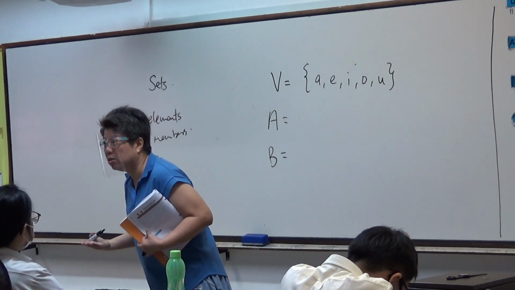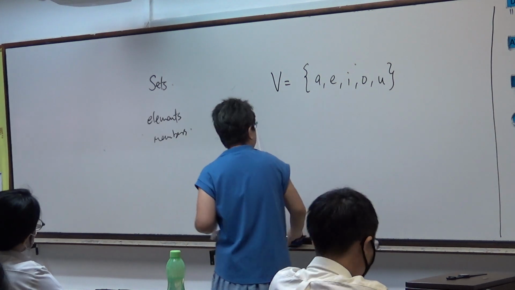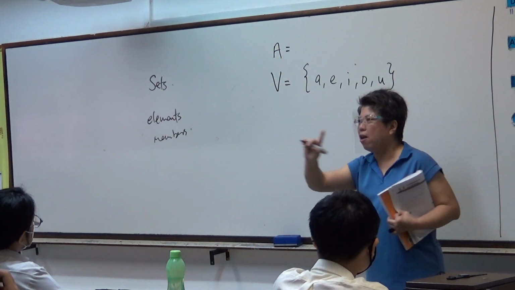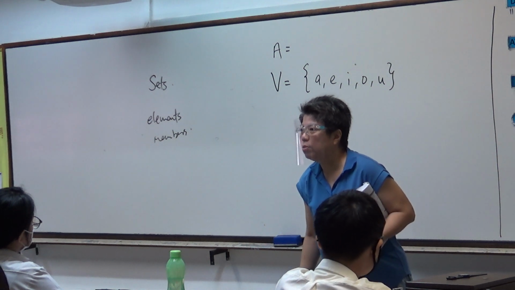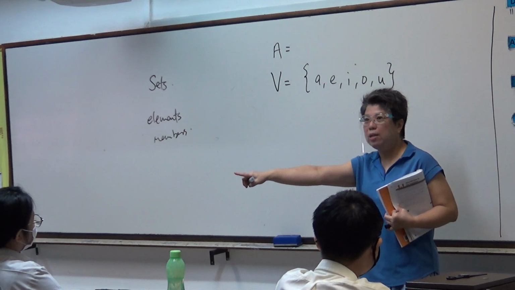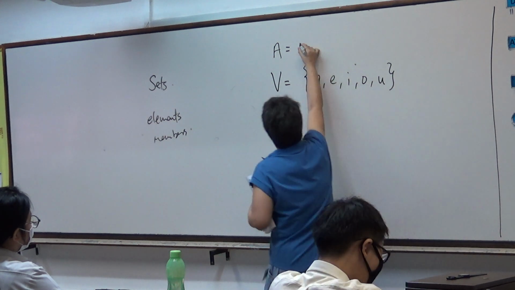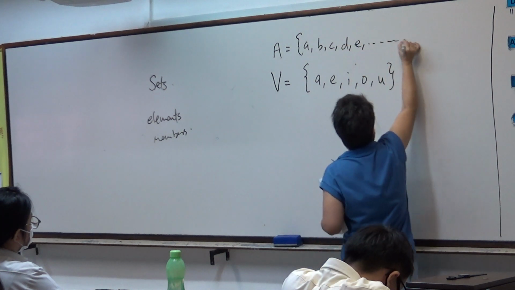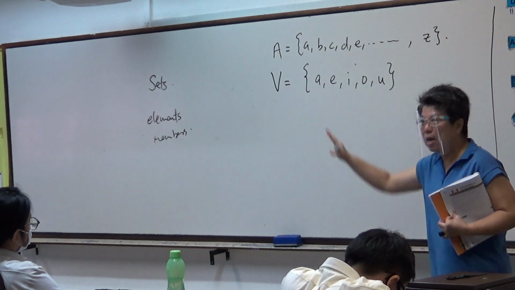Consonants. Okay. Now, what if I have A, which is the set of all the alphabets? That means how many do I have? Oh, 24. This better go back to kindergarten. 26. So, I will have A, B, C, D, E, until what? So, there are 26 elements. They are all well defined.